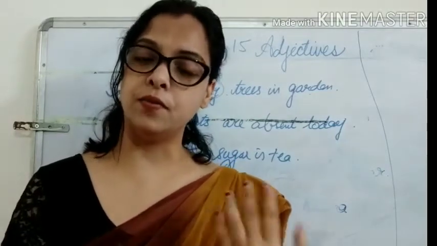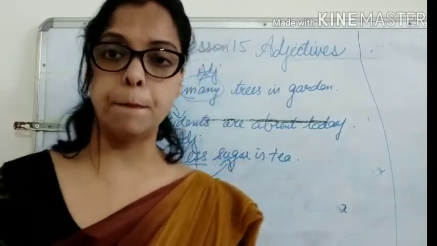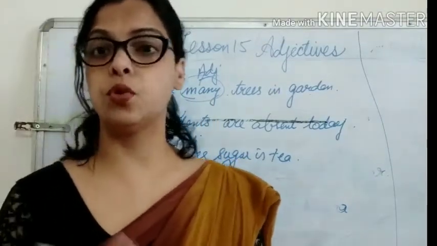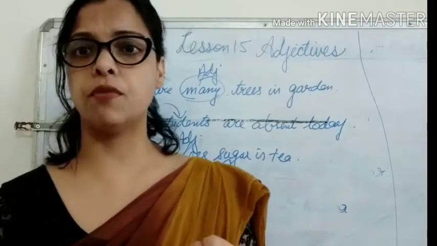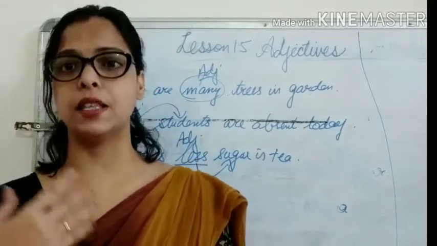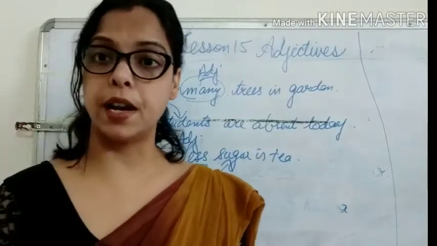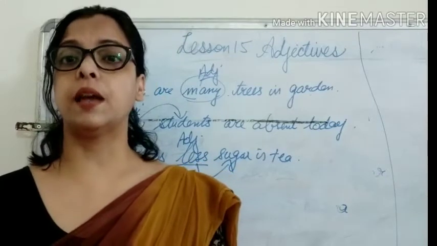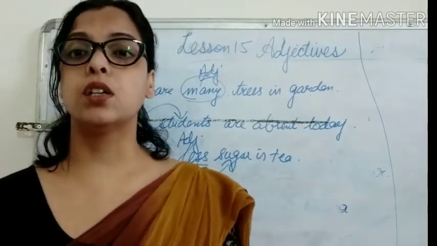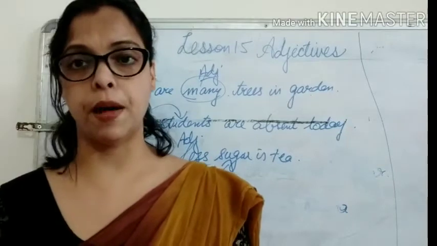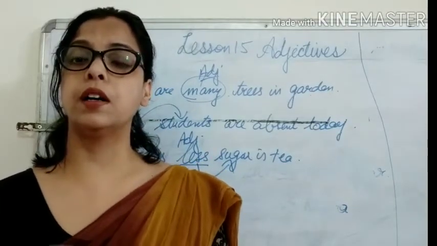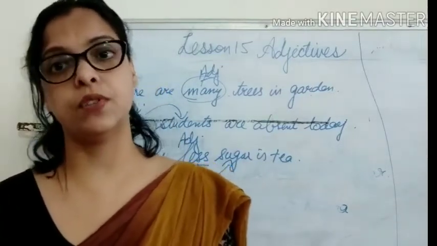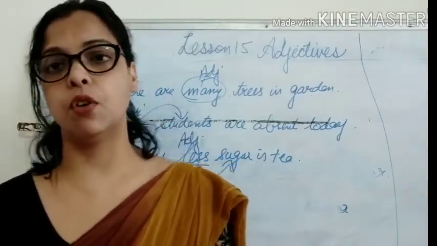Okay, so when we compare things, we usually use 3 forms of adjectives to compare. That is the positive degree of comparison, that is the usual form, like I say big. Okay, then comes the comparative degree of adjectives when we have to compare between 2 things or persons, like bigger. And then comes the superlative degree of comparison when we have to compare among more than 2 things or persons. Then we use the superlative degree of comparison.